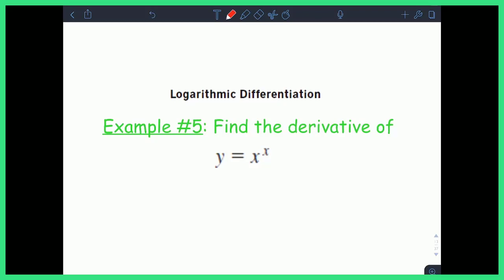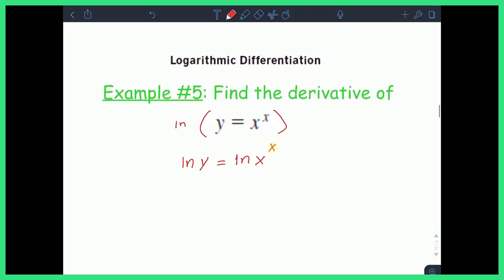Well, what I mean is, in order to solve this problem, we're going to actually take the natural log of both sides. Okay? So we're going to take the natural log of y and set it equal to the natural log of x to the x power. And then using a property of logs, we know the exponent on the logarithm can actually come down and become the coefficient. So this is going to be the natural log of y is equal to x times the natural log of x. All right? Now I've got a problem. Again, I haven't differentiated yet. I just simply took the natural log of both sides.